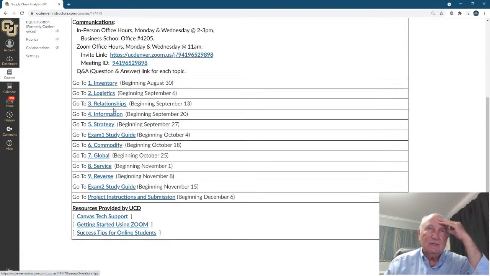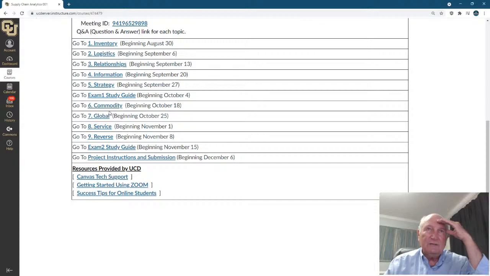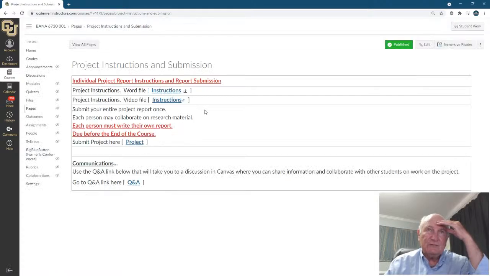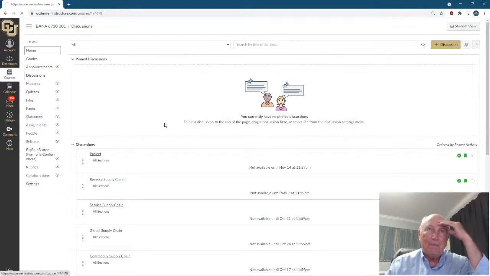Logistics, relationships, information strategy. Then we take an exam. And this exam, you'll have a study guide, which I'll do in class. I'll also have it here. I'll also have a video. Okay? And then you take the exam in class. Okay, and then the same thing with commodity, with the types of supply chain down here, an exam, and your project instructions at the end. And notice the project instructions will have a Q&A on the projects, because on the projects, people can collaborate, can work together, and I'll talk about that more here in just a second.